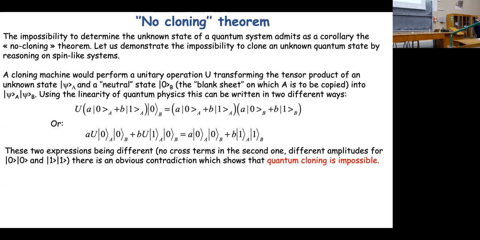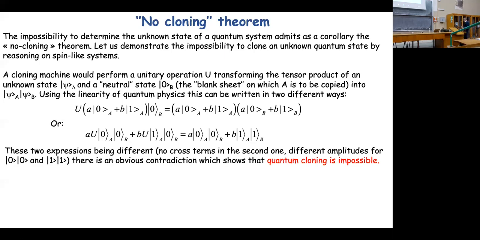And you see that the two lines that I've written here are different. In the first line, I have cross terms. In the second line, I don't have cross terms. So the linearity of quantum physics shows that there is something wrong, inconsistent, if I imagine a machine which is able to do that. So it's impossible.